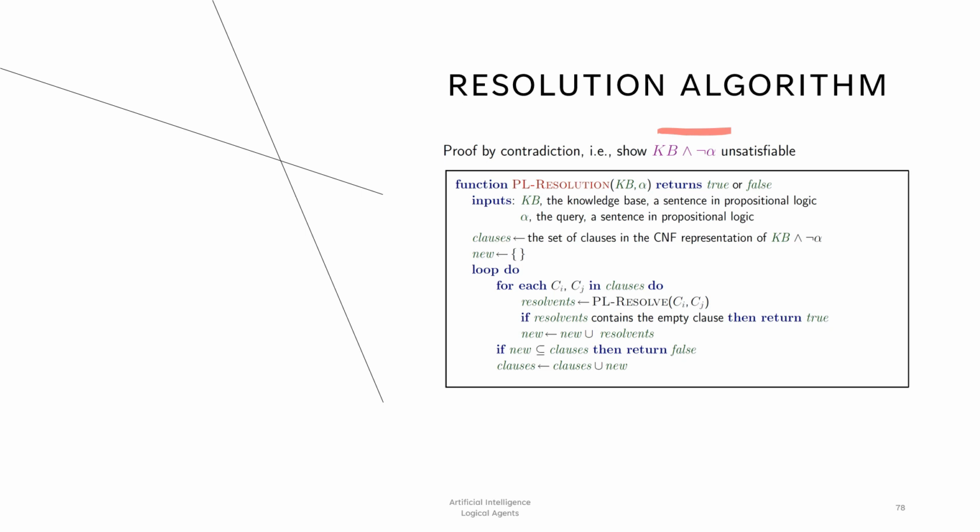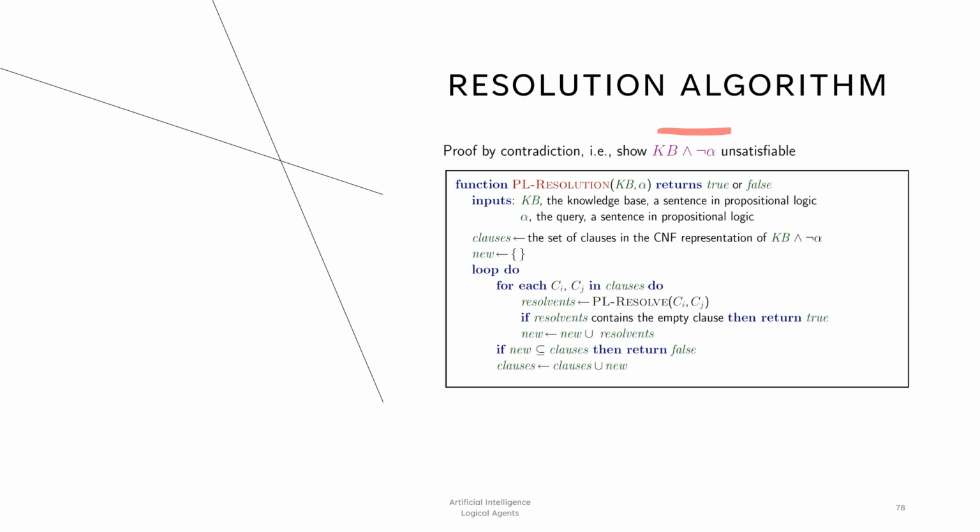But if we're trying to resolve, but we can't resolve any further, we only just have a set of clauses, and that means there's a case where KB and not alpha is satisfiable. So that means that alpha is not true. So KB does not infer alpha.